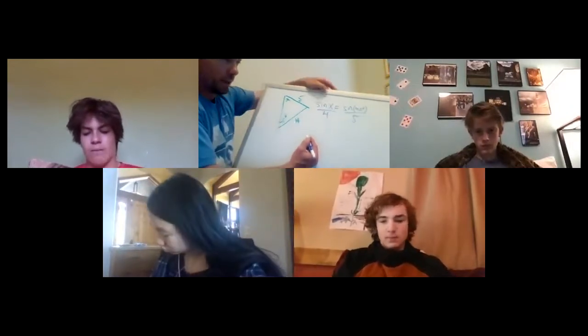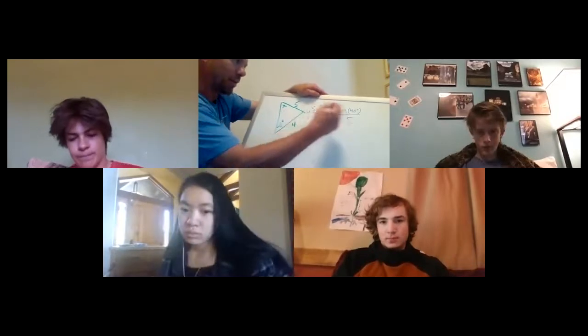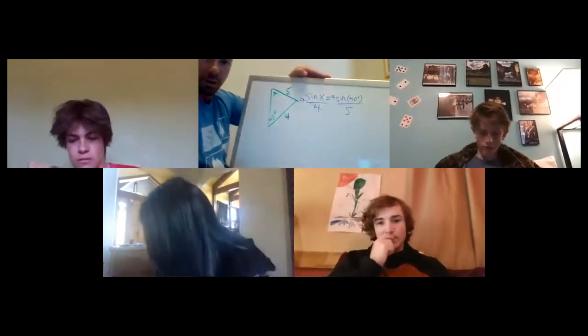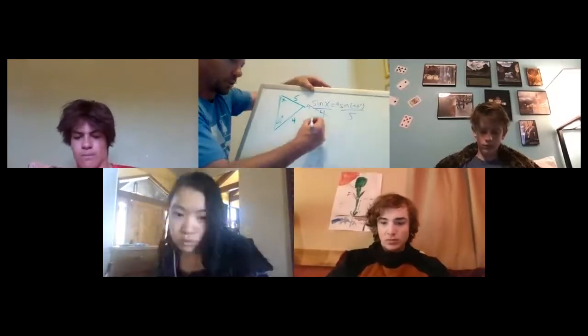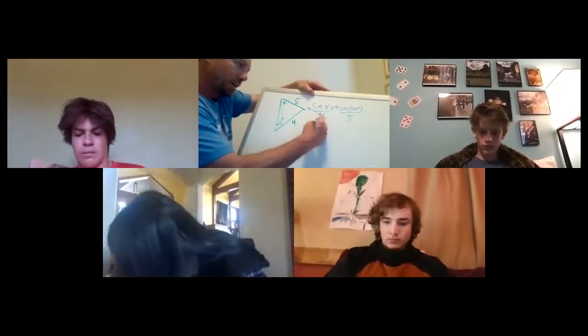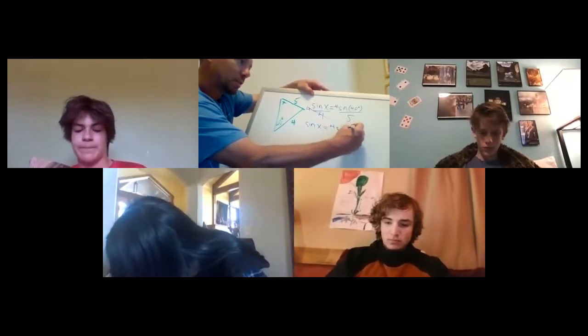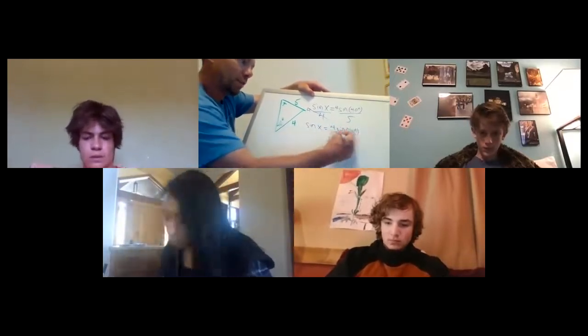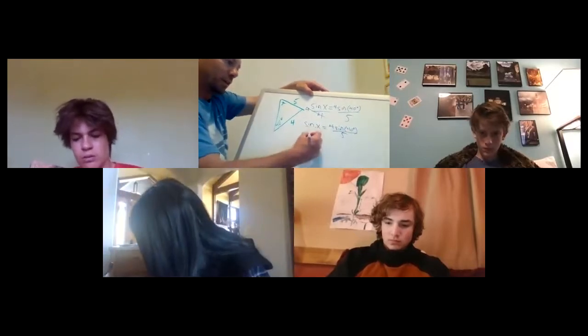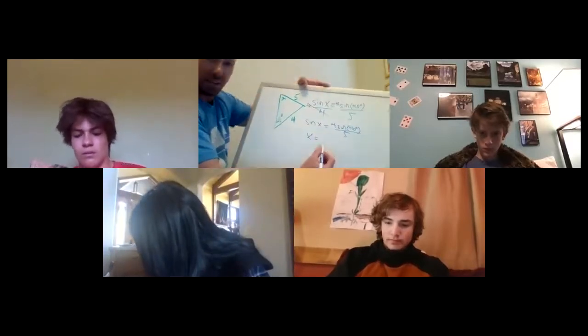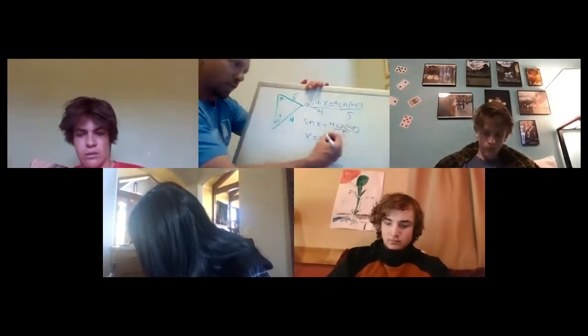So again, in one step, I can get sine of x by itself by multiplying both sides by 4 there. But we still have a little work to do. I know that sine of x equals 4 sine 40 over 5. So x is just the inverse sine of this whole expression.